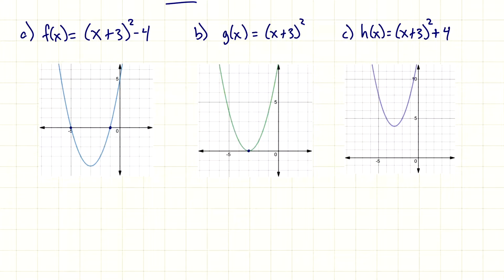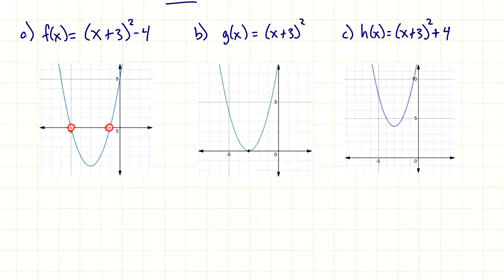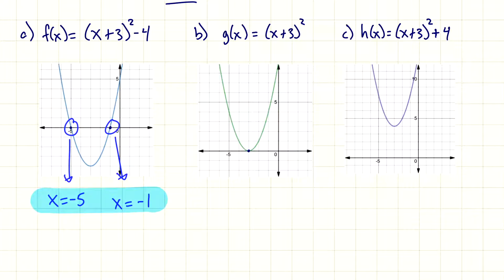So if I'm looking at this first one, here's the equation and the graph of it. You'll notice it has x-intercepts. All I have to do is look at the x-axis, and that's going to help us find our solutions. Right away, I could tell this is going to be x equals -5, and this is going to be x equals -1. Those are our solutions. No work needed here. We just needed the graph. So that makes it pretty easy.